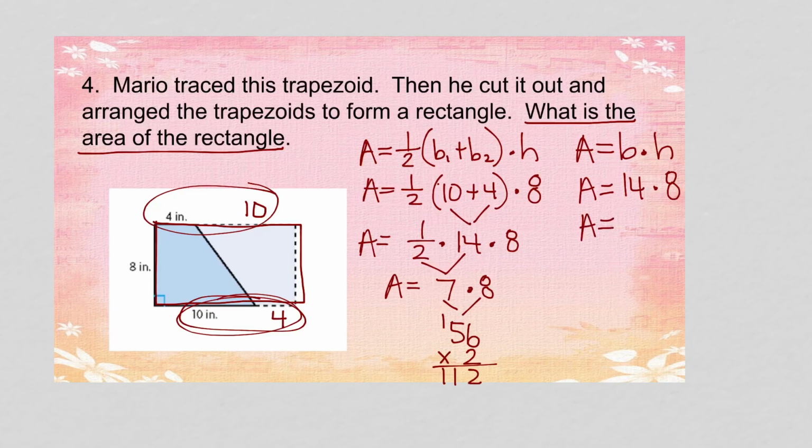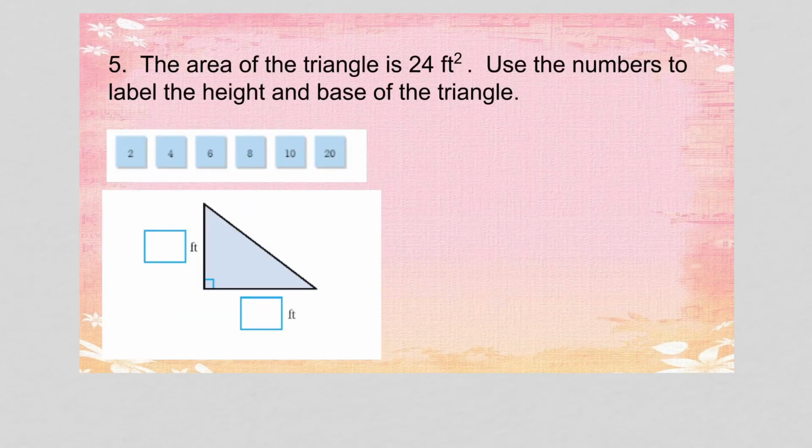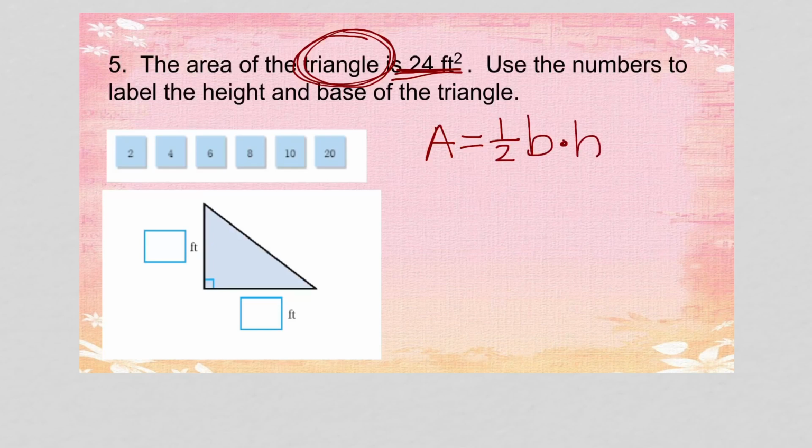So area equals 14 times 8 is 112. Okay, let's put the formula in here. This says the area of the triangle is 24 feet. So what is my formula? I'm using a triangle. A equals 1/2 B times H. Write down your formula first. Now let's plug in what we know. We know 24 equals 1/2 B times H. I don't know my base and my height yet.